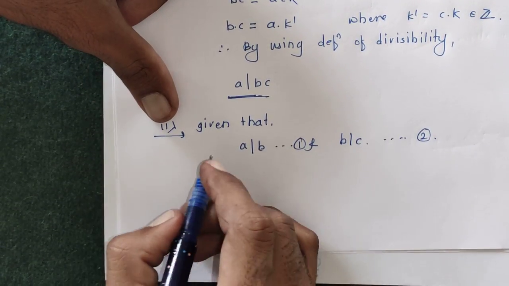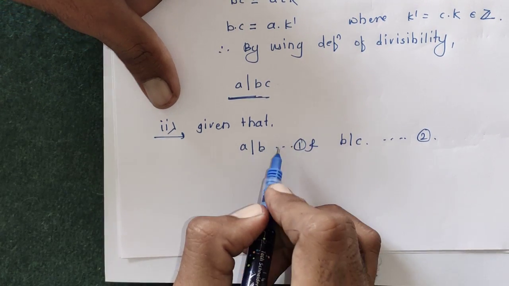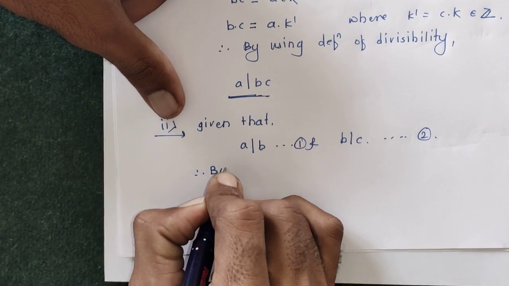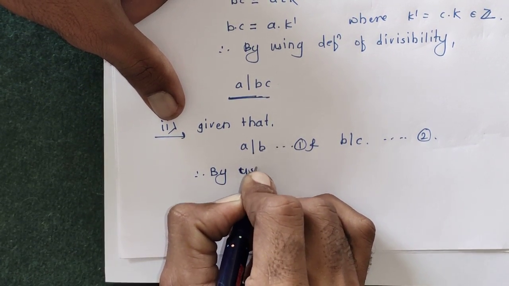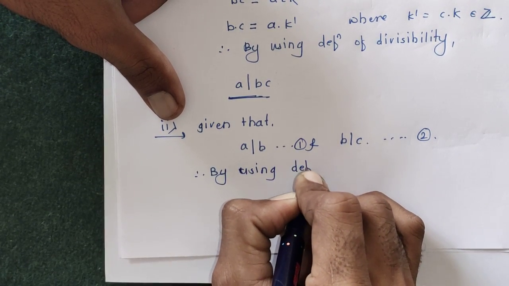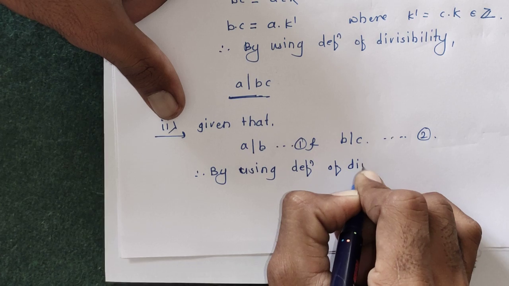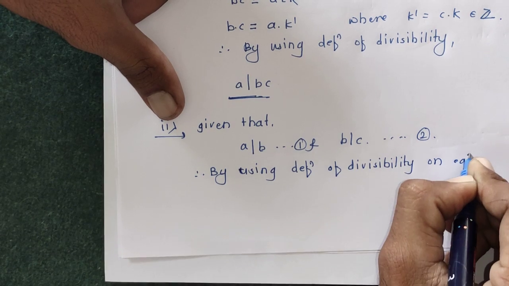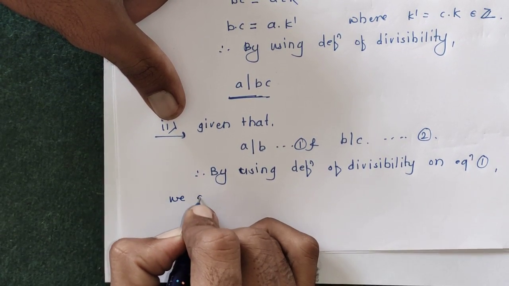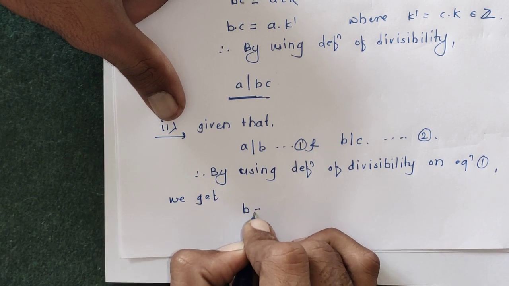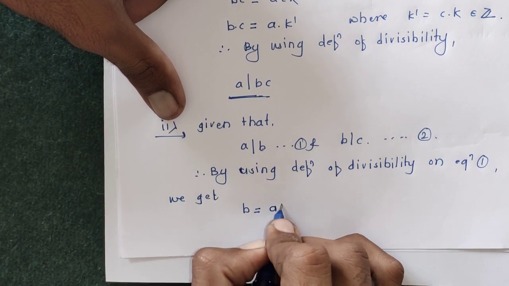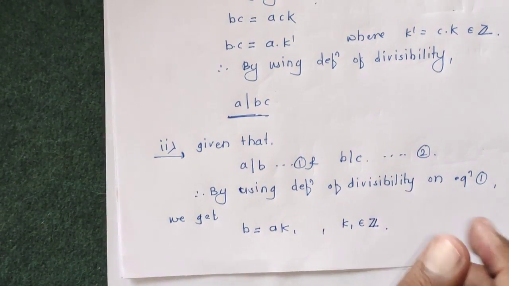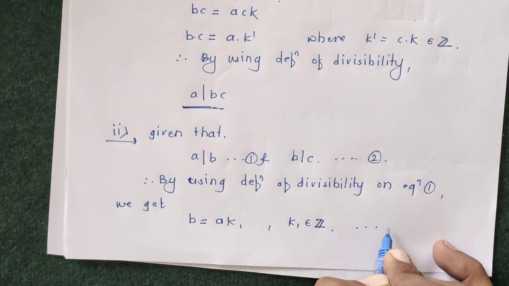On equation 1 we can use the definition of divisibility. Therefore, by using the definition of divisibility on equation 1, we get B is equal to A into some integer, A into suppose K1, where K1 is an integer. Suppose this is equation number 3.